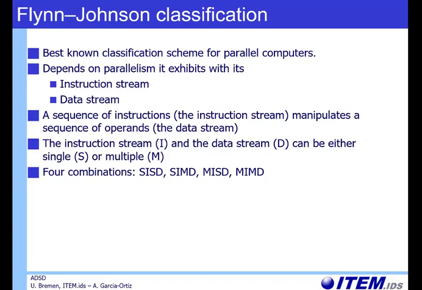Good. So if there is no further question, then let's move to this Flynn's classification. The point is the following. If you think from the abstract point of view how a processor is working, you will see that it is using two flows of information. It has one flow of information, which are the instructions to be executed, and another flow of information, which is actually the data. So if you have these two flows of information, you can imagine that they are single or multiple. And because of that, you have the following classification.